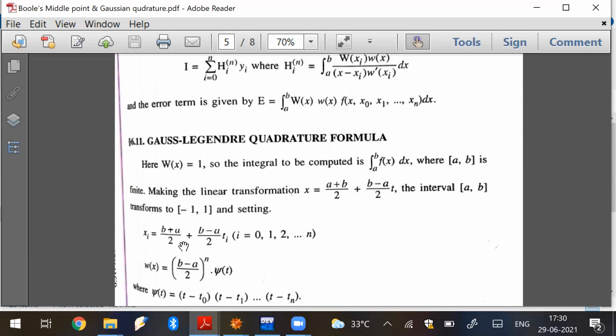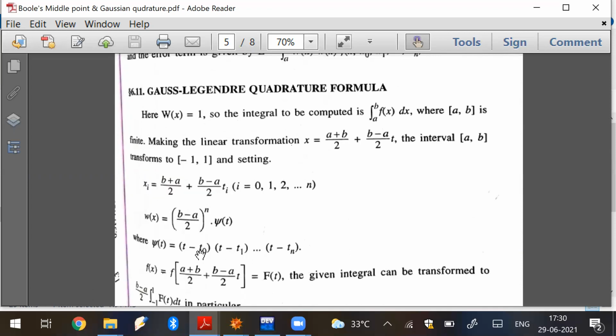setting x_i equals (b plus a)/2 plus (b minus a)/2 t_i. Obviously, if I am making this transformation, then the nodes x0, x1, x2, ..., xn get transformed into the new set of nodes t_i. And w(x) is given by ((b minus a)/2)^n psi(t), where psi(t) is (t minus t0)(t minus t1)...(t minus tn). So it is an n plus 1 degree polynomial. And as I said, this t_i is nothing but the roots of the Legendre polynomial of parameter n.